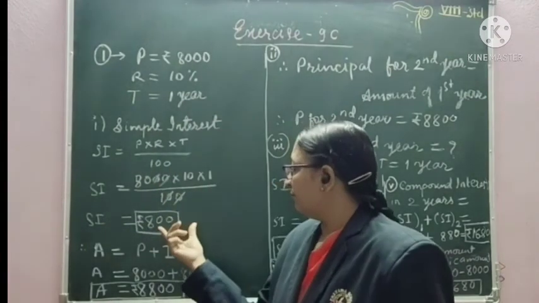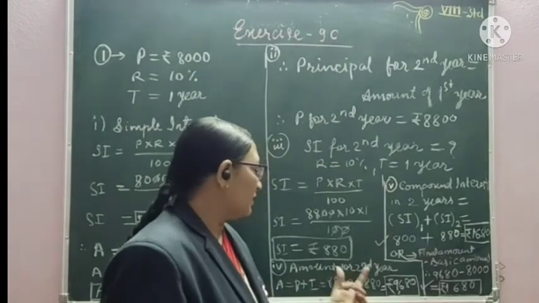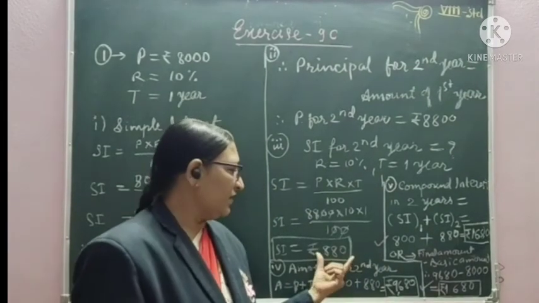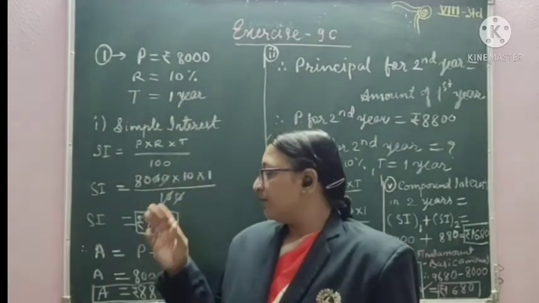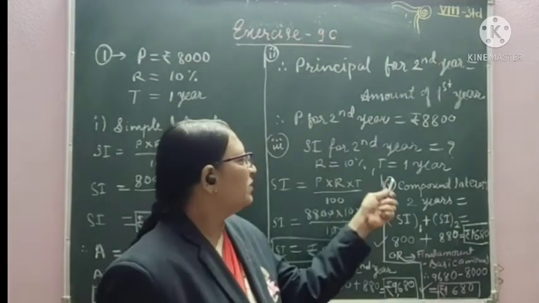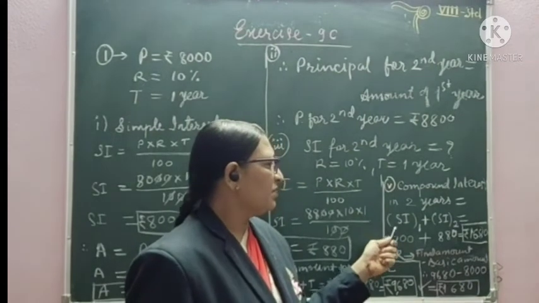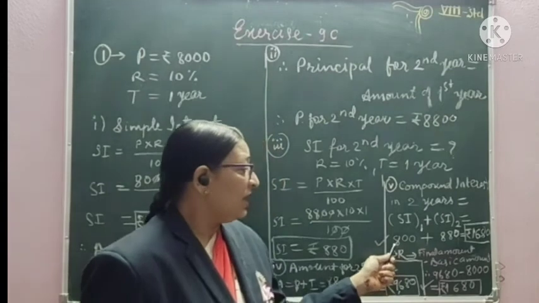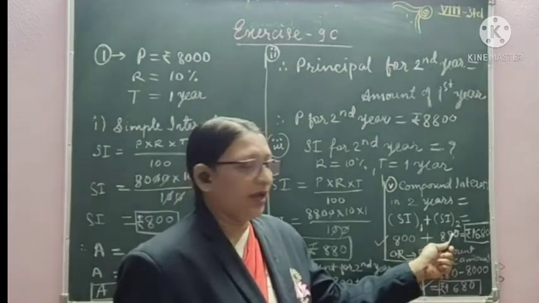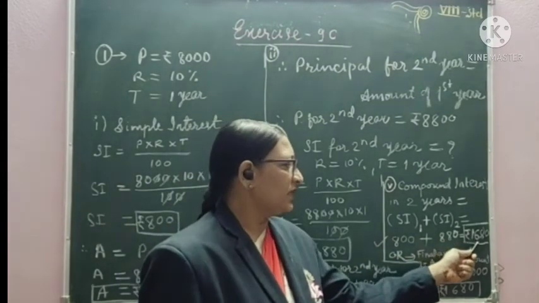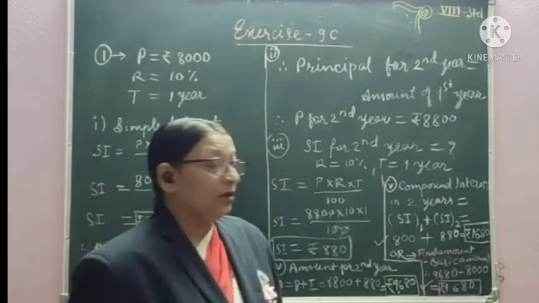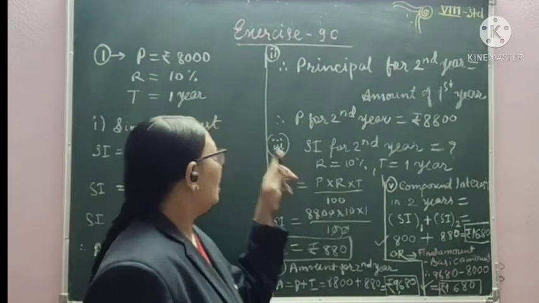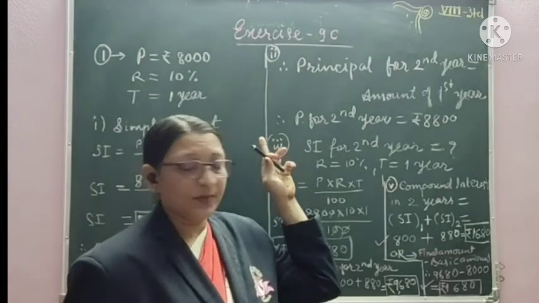Means the interest of the first year plus interest of the second year. Right? Let us add them to get the solution for the fifth question. Simple interest of the first year plus simple interest for the second year. That is 800 plus 880 equal to 1,680.